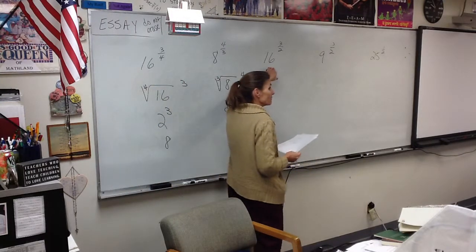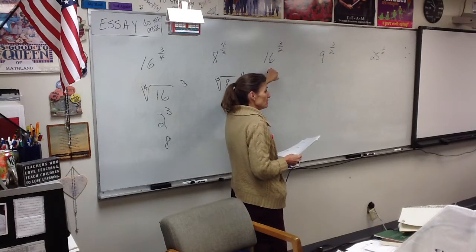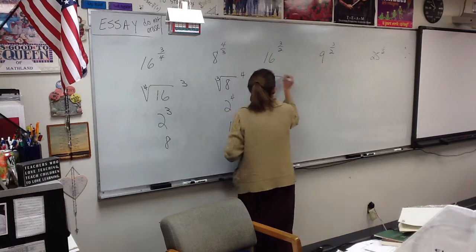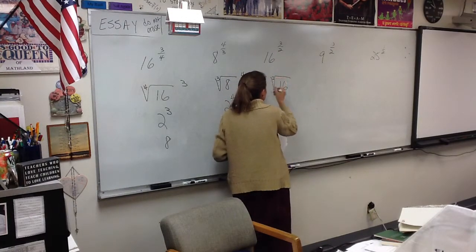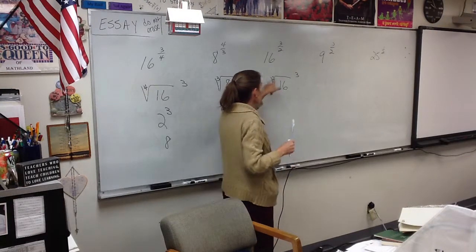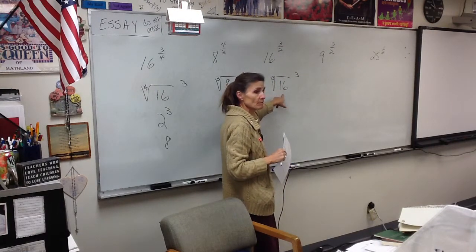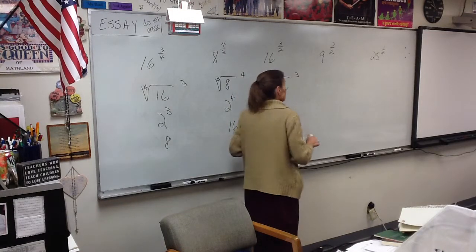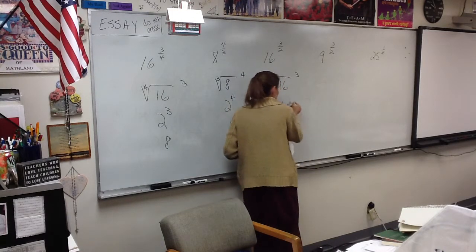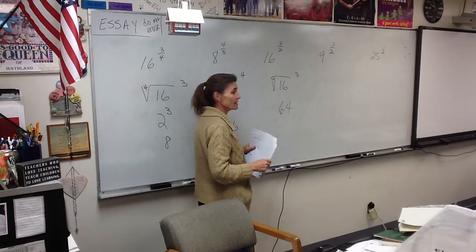16 to the 3 halves. It's going to be a radical. And which root is it? Square root. Cube. What's the square root of 16? 4. And 4 cubed is? 16 times 4, which is 64. Yep.